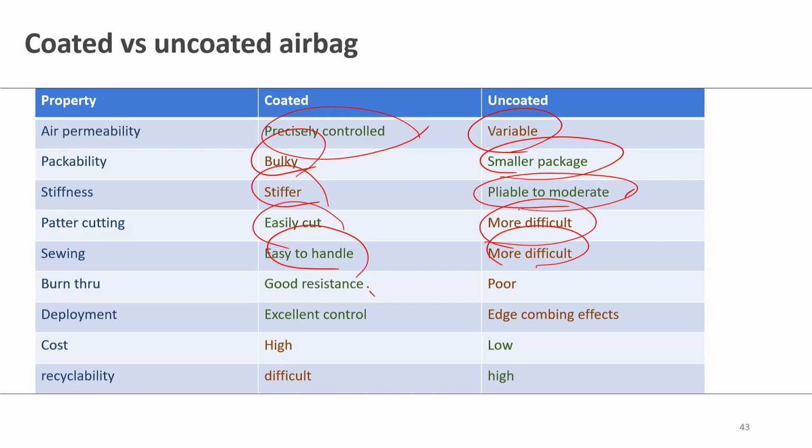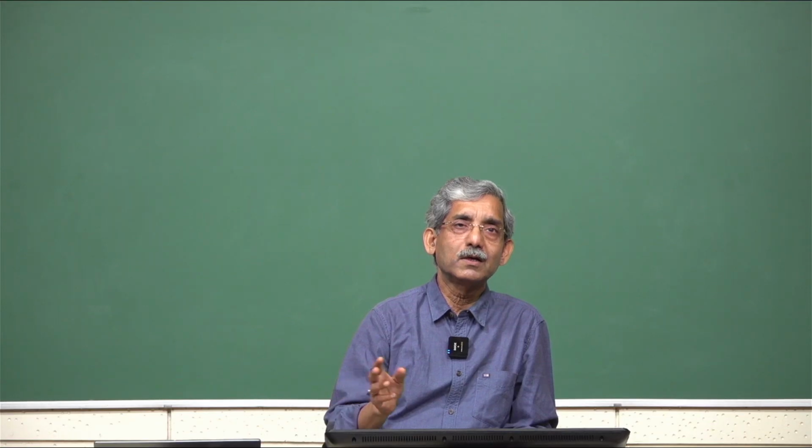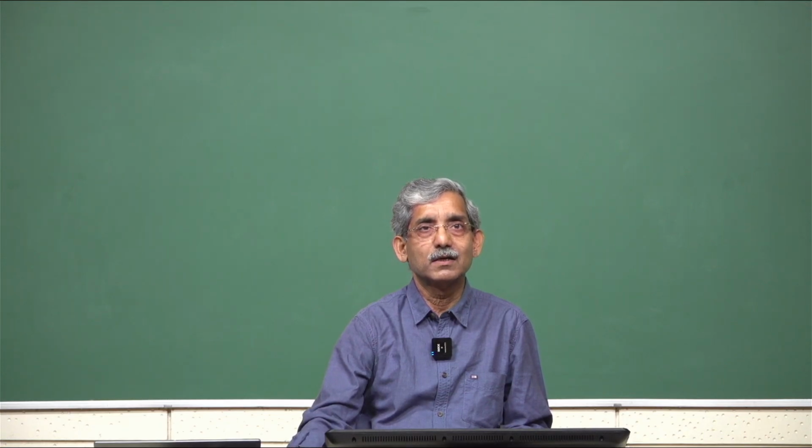Burn through: coated has good resistance, here it is poor resistance. Deployment: coated has excellent control, but here there is an edge combing effect. Cost: due to coating the cost is high, here the cost is low. Recyclability: due to the coating material, recyclability is difficult, here we can easily recycle. So, we can use both coated and uncoated. Comparative studies are given.